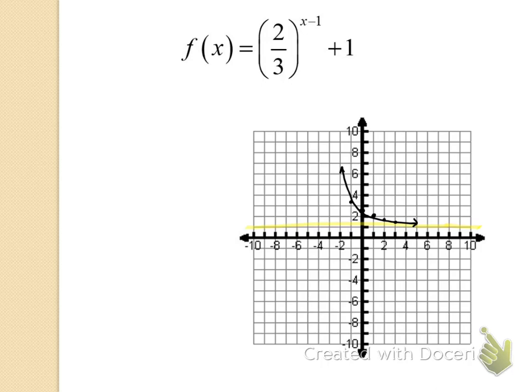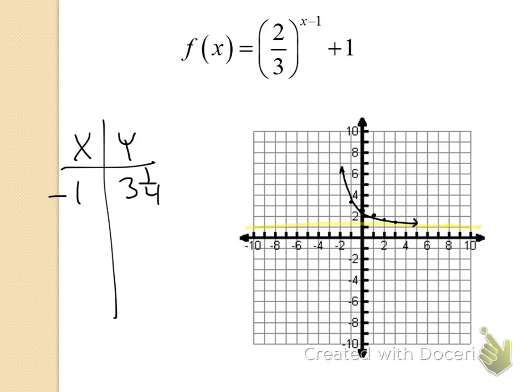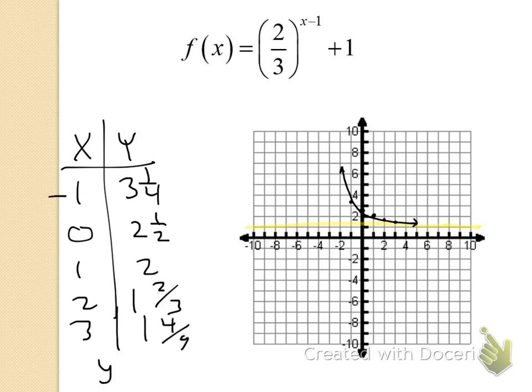And just so I have that in our notes, that final table after we did our shifts was what? Negative 1 and 3 1/4? 0, 2.5, 1, comma, 2, 2, comma, 1 and 2/3, and 3, comma, what? 1 and 4/9. And our horizontal asymptote was at y equals 1.